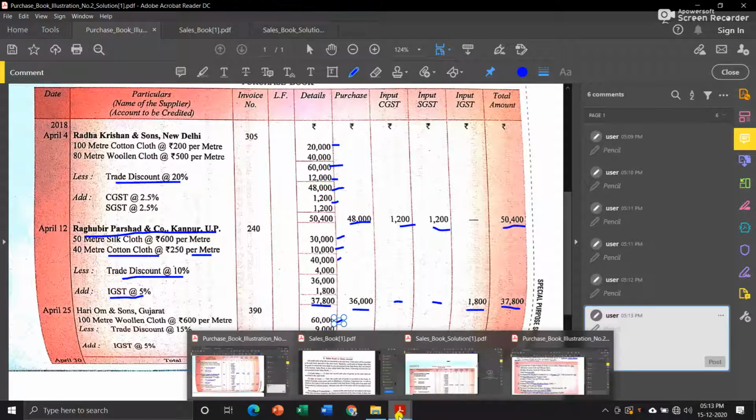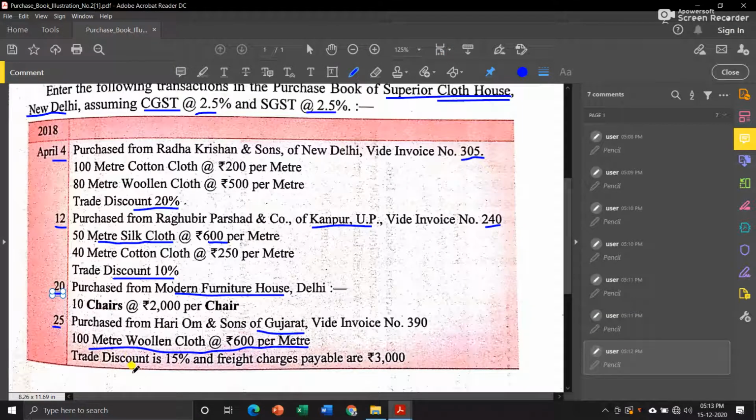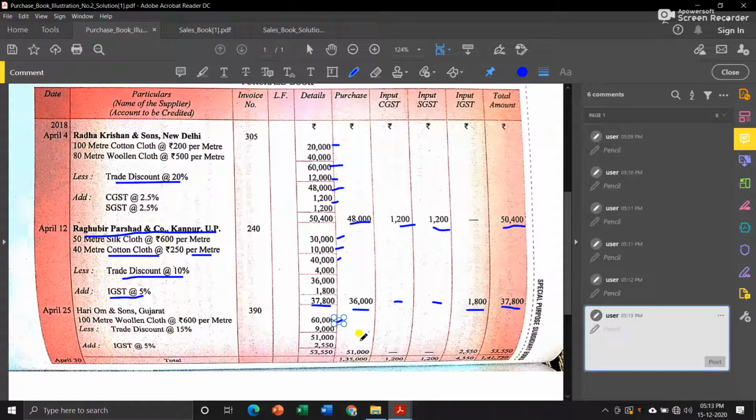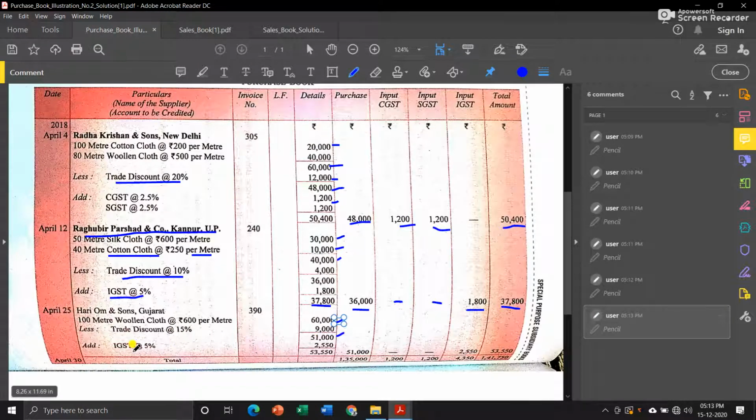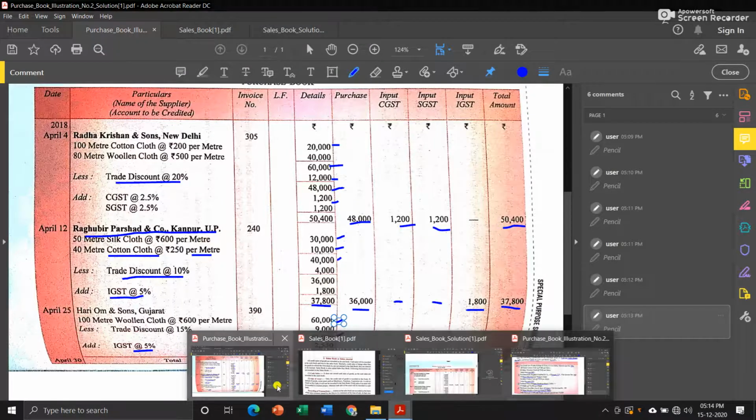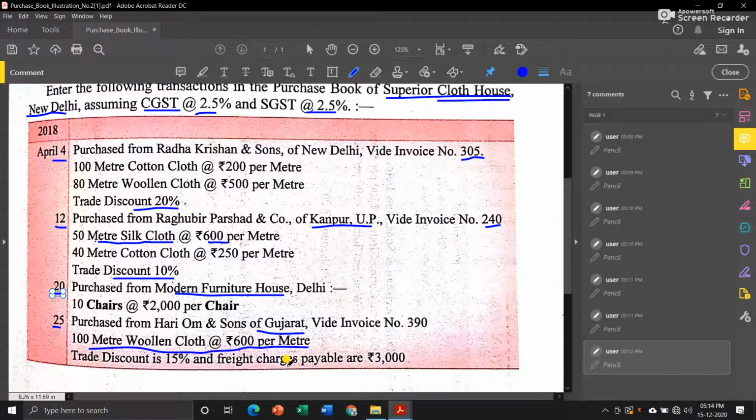Then in the question they have mentioned that there is trade discount 15%, so we will calculate 15% of 60,000, we got 9,000. Then we are going to add IGST at the rate of 5%. 5% of 51,000 is 2,550, so we will write 53,550.